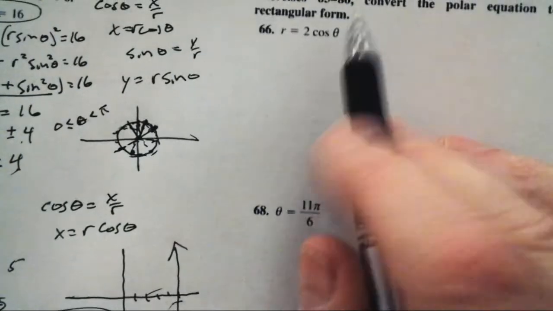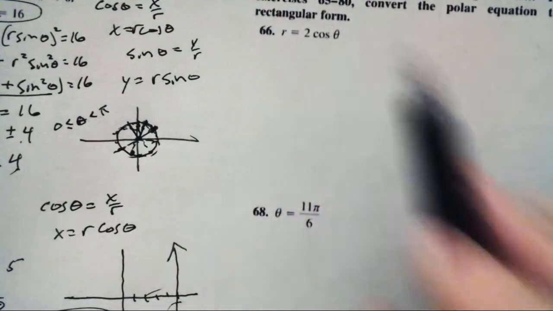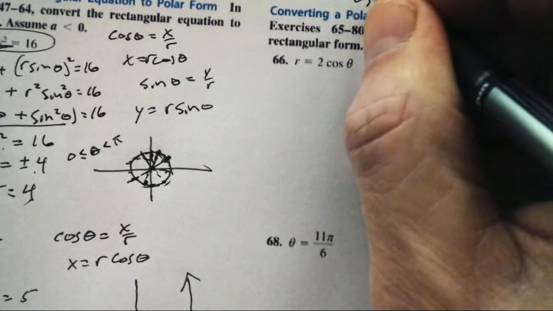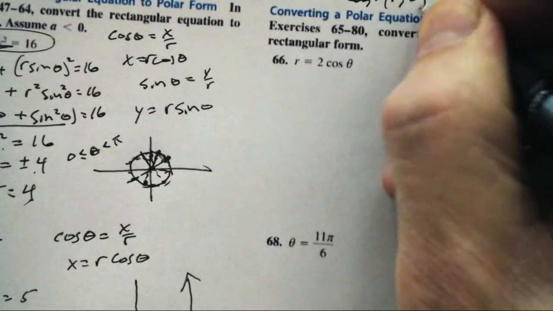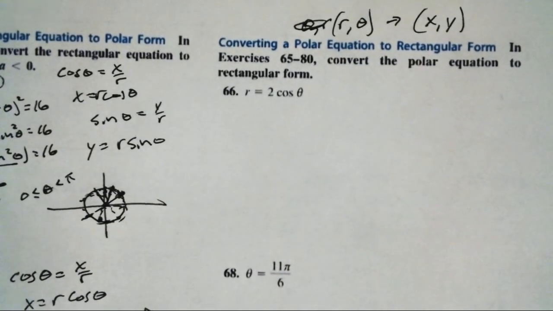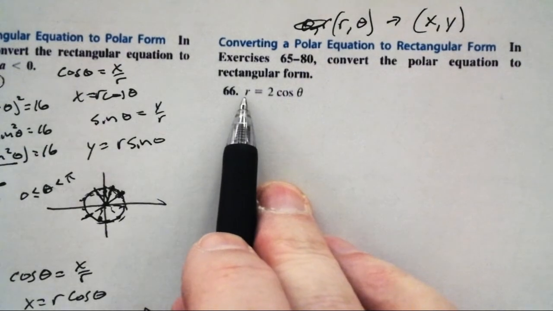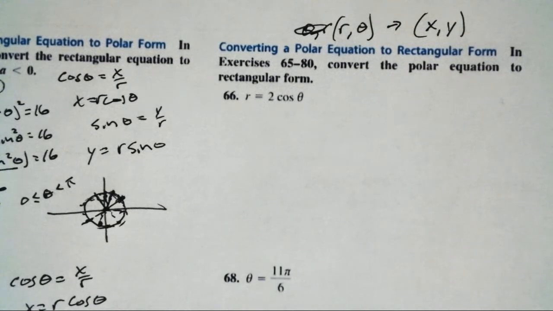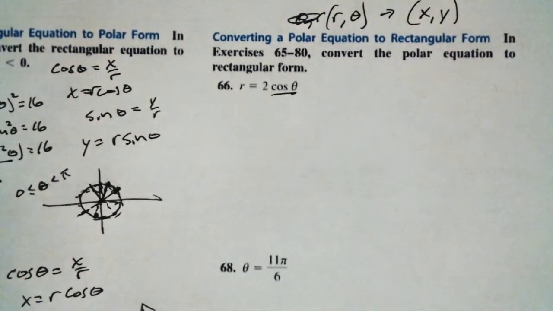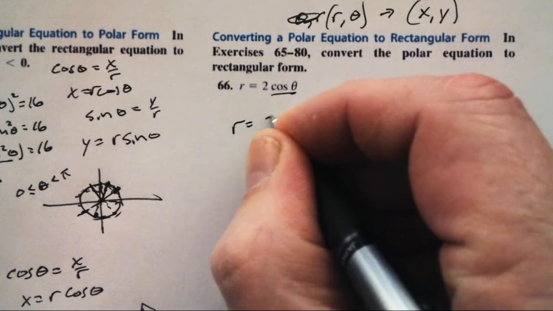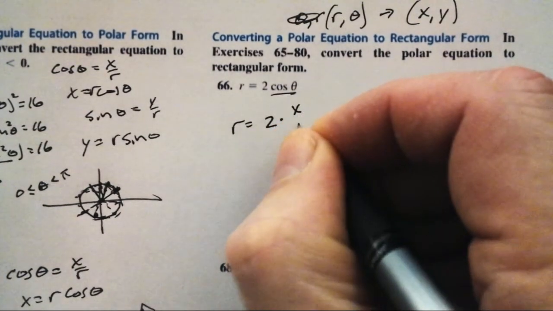Okay. So convert the polar equation to rectangular form. So now I want to go from thetas and r's, or r's and thetas, and convert that into x's and y's. That's our goal here. If I have an r squared, I can make it x squared plus y squared. And a lot of people might be tempted to start by squaring both sides. But the first thing I would do is our 2 a.m. wake-up calls. I'm going to change that. So I'm going to get r equals 2 times x on r.